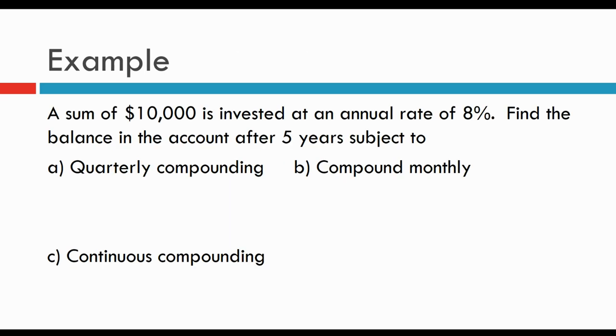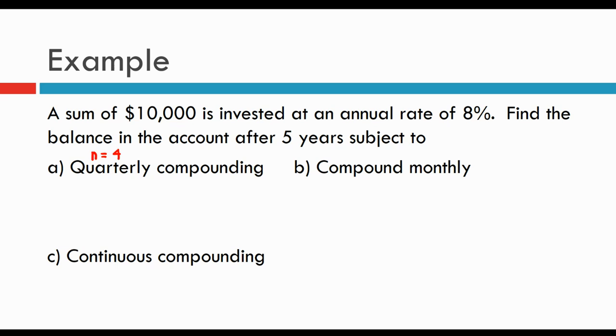So let's look at a few examples. It says a sum of $10,000 is invested at an annual rate of 8%. We want to find the balance of the account after 5 years when it's subject to first quarterly compounding, then when we compound monthly, and then finally when we do continuous compounding. The fact that part A says quarterly tells us that we're going to be dealing with an n value. Quarters, we're talking about 4.